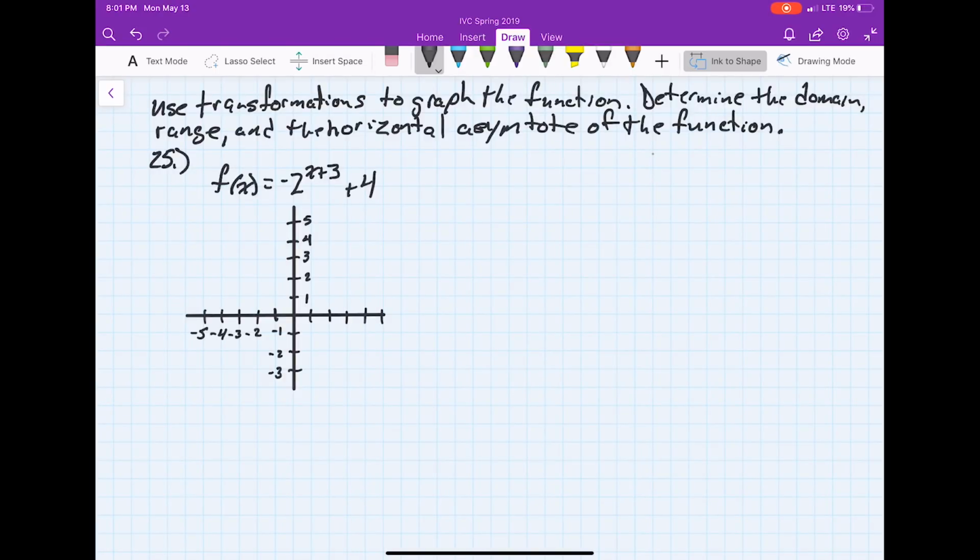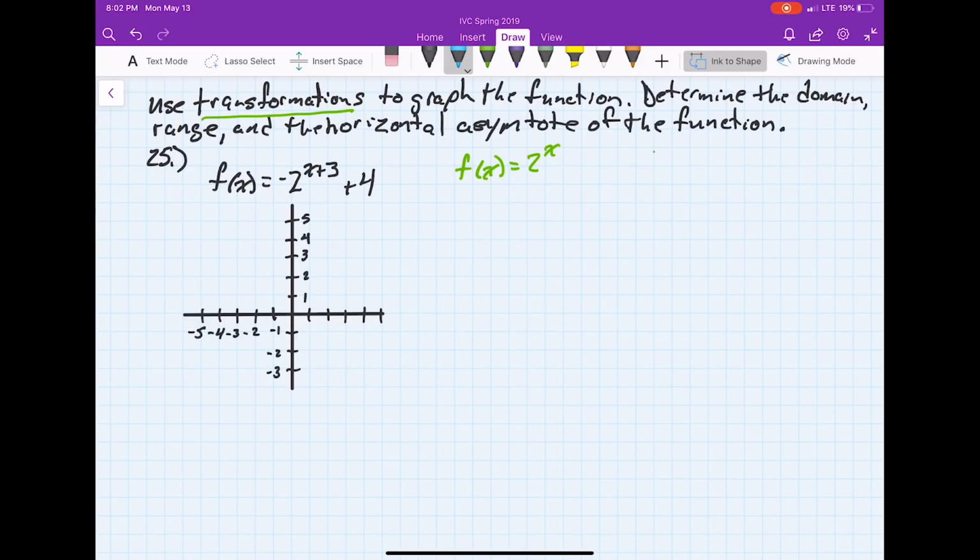So for number 25, we use transformations to graph the function, determine the domain, range, and horizontal asymptote of the function. So let's just look at f of x equals 2 to the x. That would just be a standard exponential function, with an asymptote right along the x-axis, and this would basically look like this. I'm going to take that away because we're going to graph something else over it.